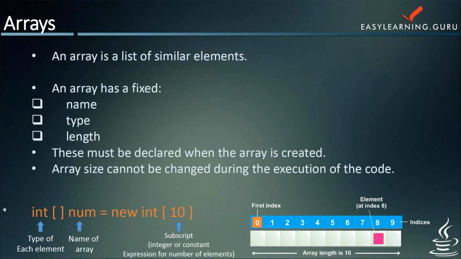Now the indexing starts from 0. If the length of the array is 10, then the first index would be 0 and it would go from 0 to 9. So if I say I want to insert a value into the array at, let's say, the 9th position, then it has to be put into index 8, because the indexes go from 0 till 9. So at the 9th position it would be index 8.